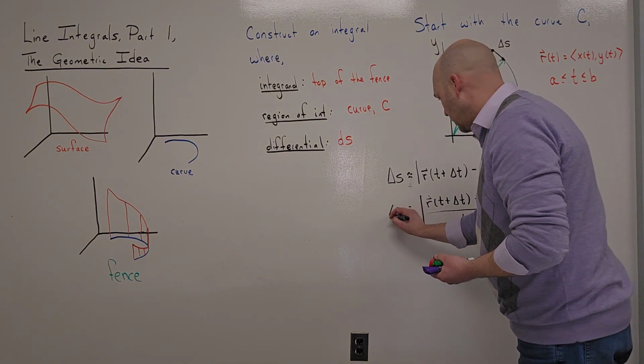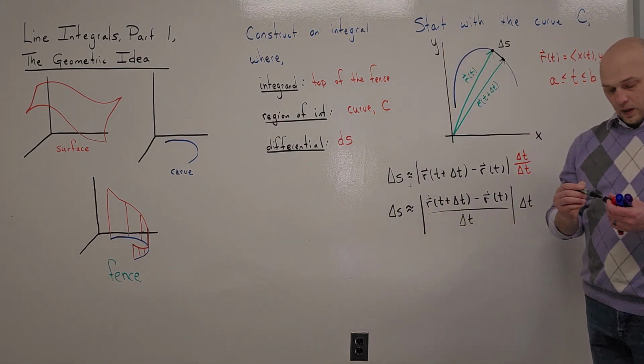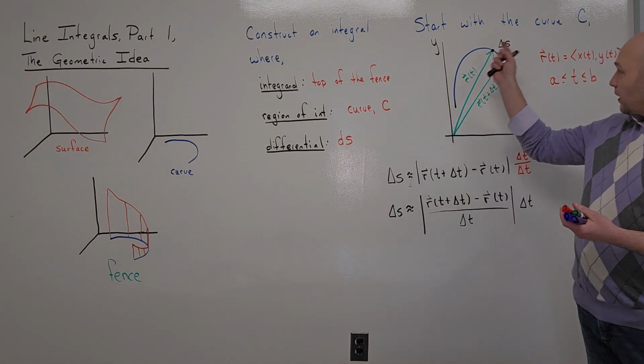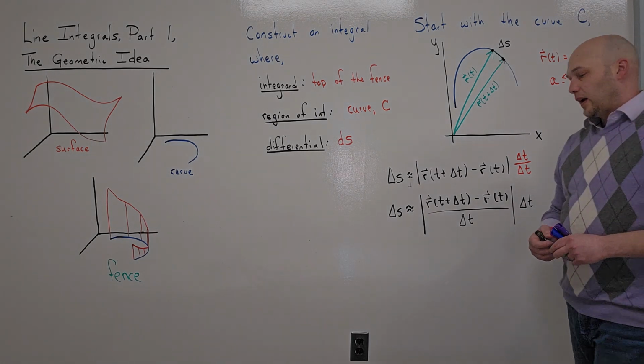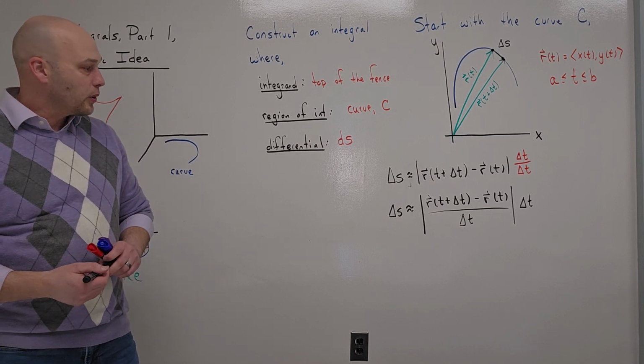So again, let's summarize that over here. Delta S is approximately equal to that. So the change in the arc length is approximately given by this expression. And to make that precise, I'll take the limit as delta t goes to 0.